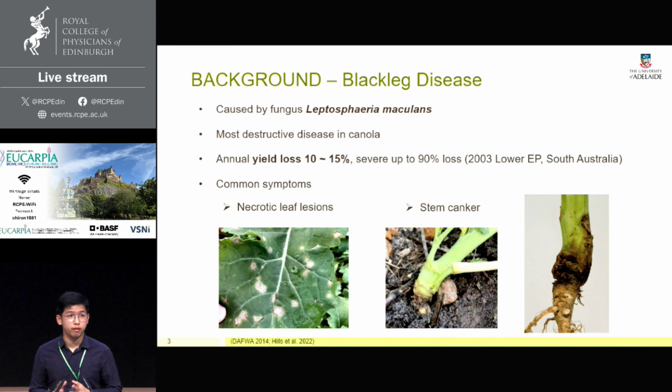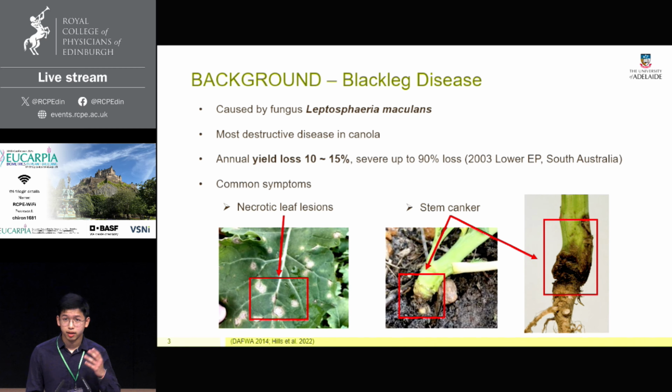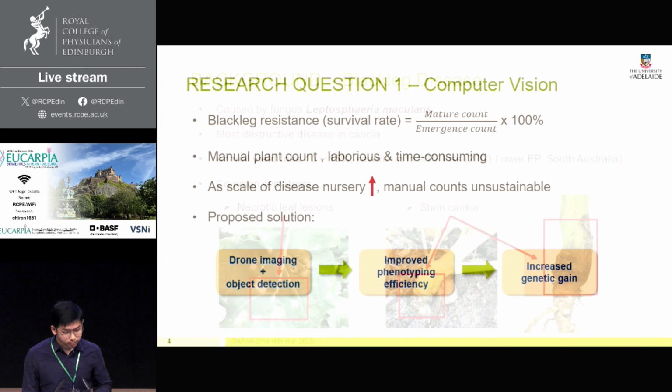So just to give a little bit of context on blackleg disease, it's caused by a fungus known as Leptosphaeria maculans, and it's the most destructive disease in canola, causing an annual yield loss of between 10 to 15% in Australia, and in severe cases, it can cause up to 90% of yield loss. Common symptoms include necrotic leaf lesions and stem canker that causes the plant to lodge.